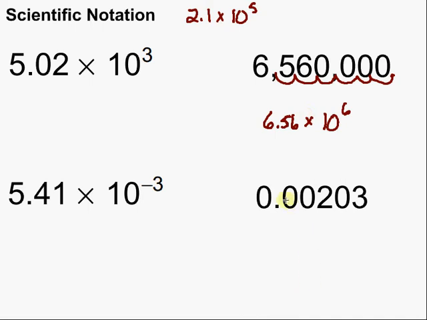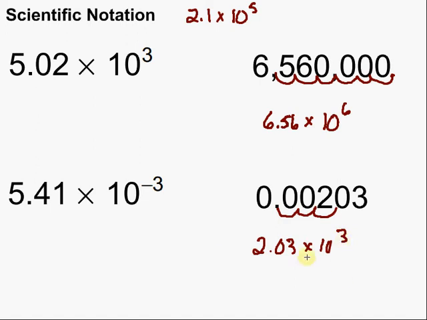Okay, so let's take a look at this one here. In this case, our decimal is clearly written here, and we want to move it over so we've got one non-zero digit to the left. So I'm going to go 1, 2, 3. Hey, there's one non-zero digit, so it's 2.03. So I write all those non-zero digits here, times 10, and we moved it 1, 2, 3 spots, so it's going to be 3.